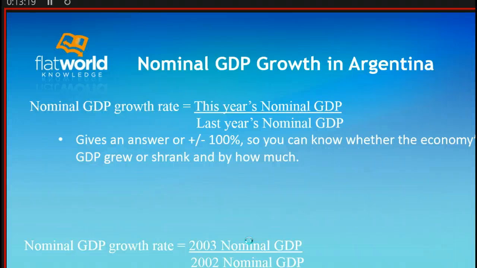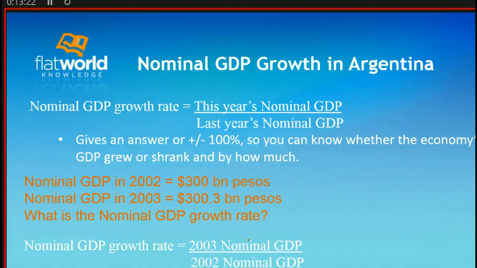Now, let's look at that one slightly different way. Remember, we said that GDP in 2002 was 300 billion pesos. If it grew by 300 million pesos into the next year, which was 2003, we're saying that 2003's total nominal GDP was 300 billion and 300 million pesos. Well, another way to do that same calculation we had just done, we can find nominal GDP growth rate by taking the current year's nominal GDP and just dividing it by the total of last year's nominal GDP.